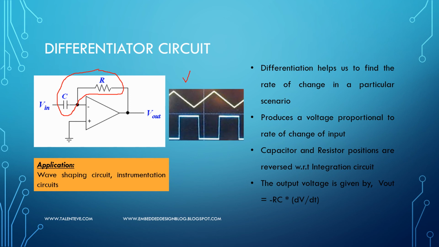Here the output voltage is given by RC into dV by dt, which means RC is the product of the resistor and the capacitor, whereas dV by dt is the differential of the input, which means it calculates the proportional change.